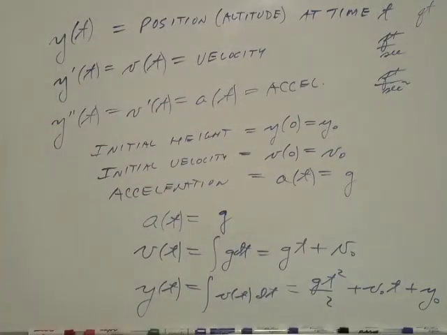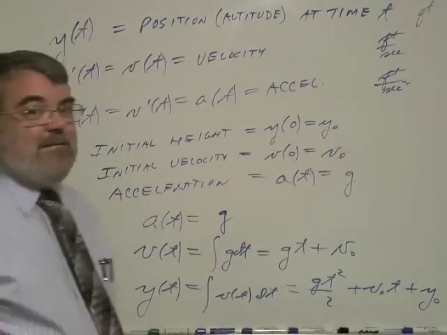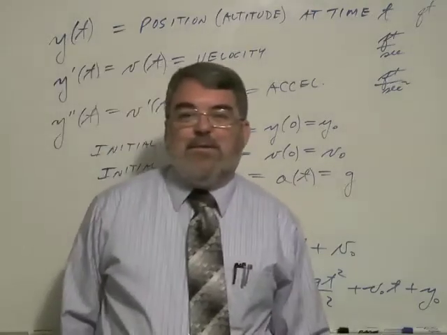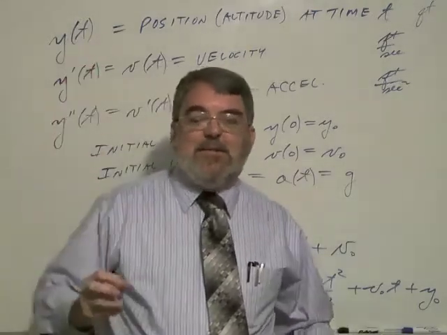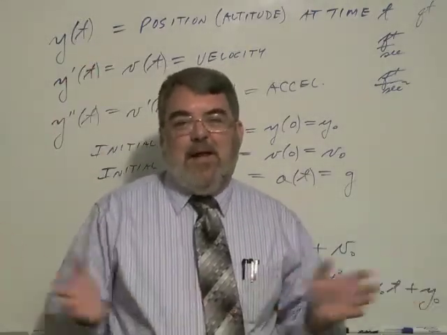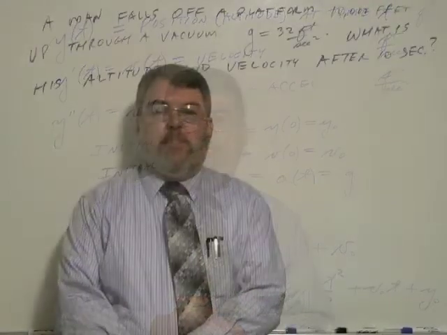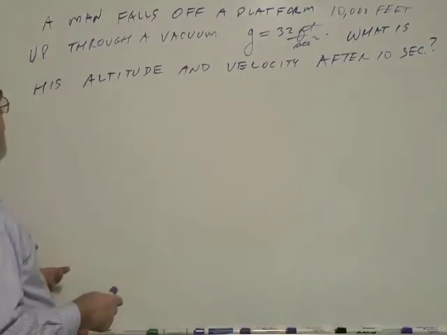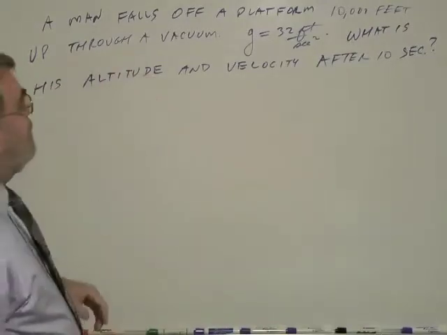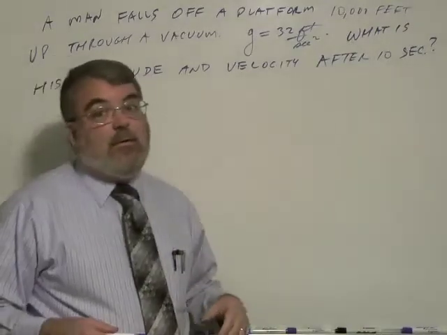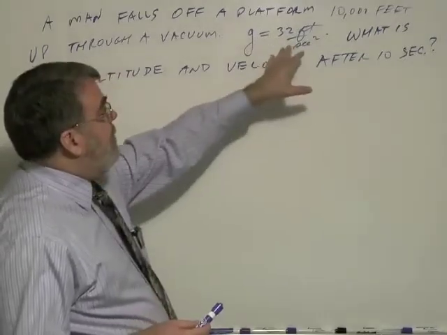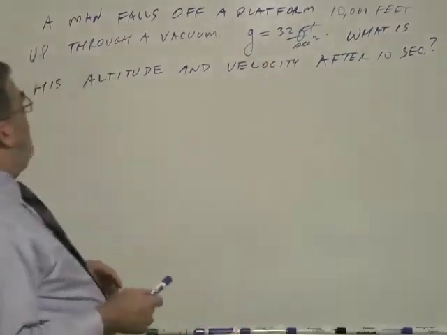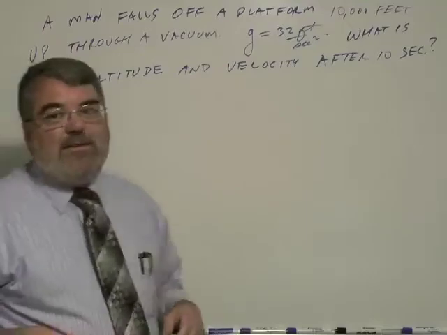So let's work my standard problem, which is jumping out at 10,000 feet and seeing what happens. A man falls off a platform 10,000 feet up through a vacuum. And the gravitational pull is, like Earth's, 32 feet per second squared. What is his altitude and velocity after 10 seconds?